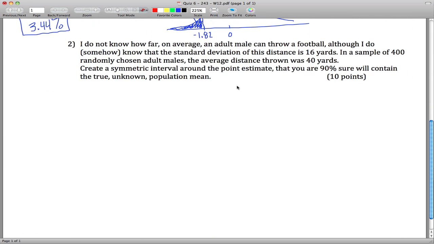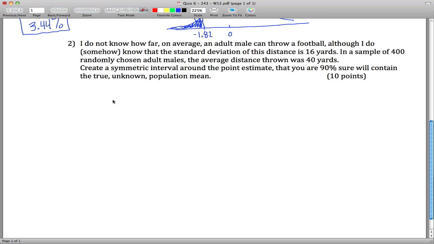All right, the second problem. Here's the confidence interval one. We don't know how far an adult male can throw a football. We don't know mu, but we do know the standard deviation. We know that sigma is equal to 16. We know that our sample is 400 people, and we know that x bar is equal to 40, and alpha is 1 minus 0.90, which equals 0.10. The other piece of information that you'll need is z sub alpha over 2.